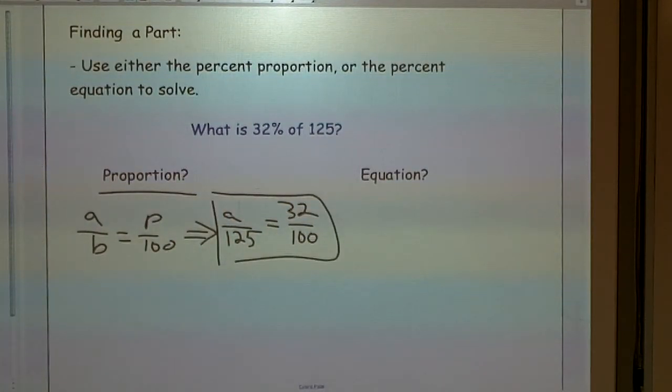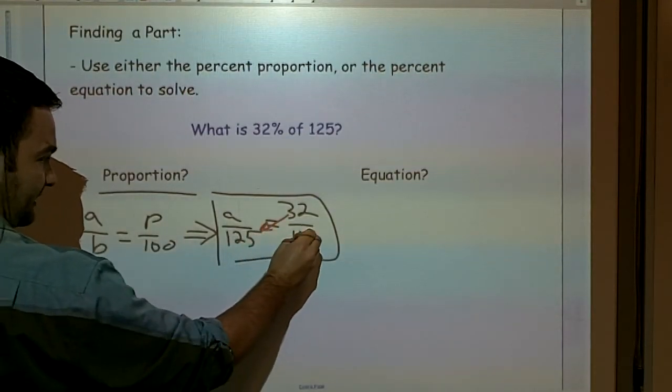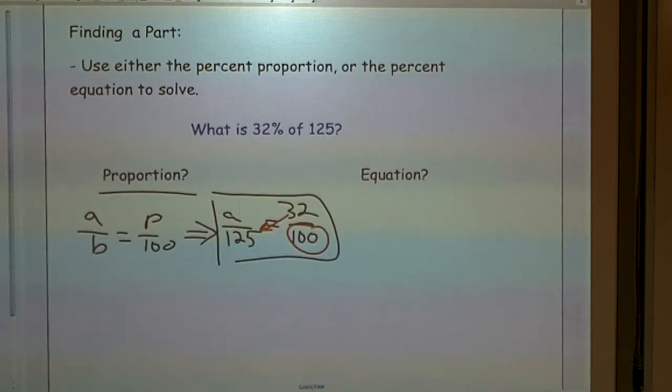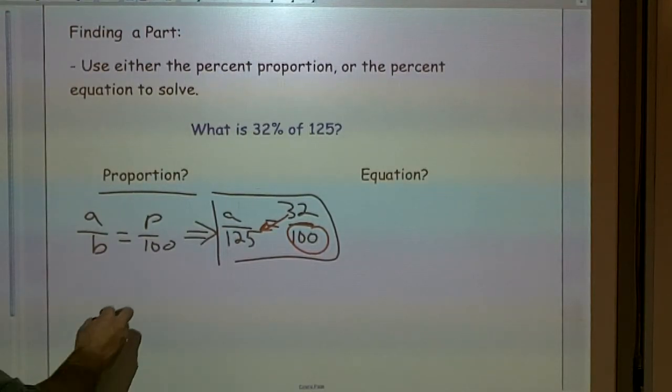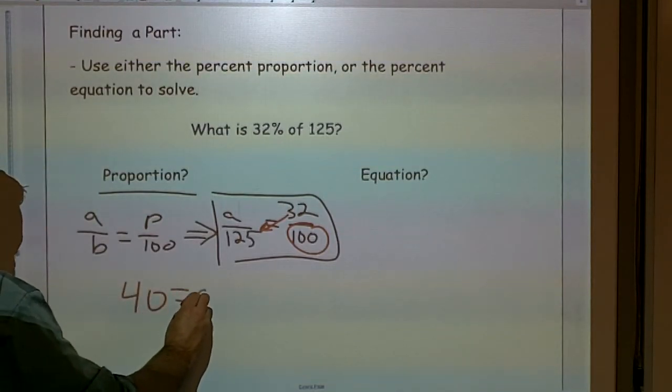I'll let you actually solve it right now. Again, you cross multiply and divide. Cross multiply, divide by the whole. All right, take some time to actually solve this. And our answer that we should come up with here is actually 40. Okay? Or 40 equals A.